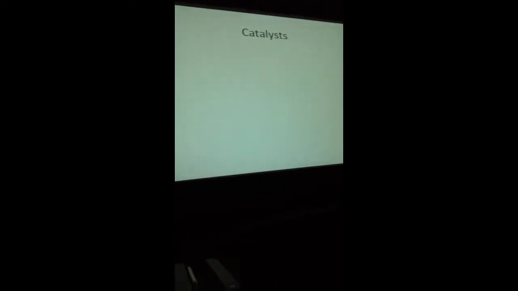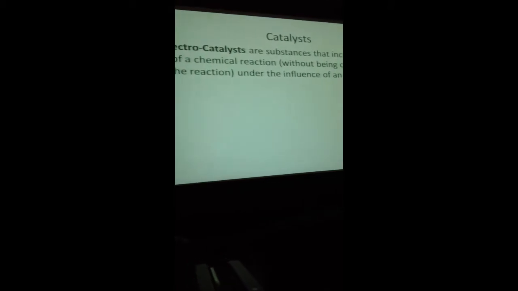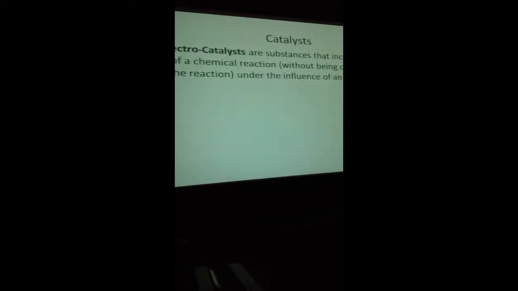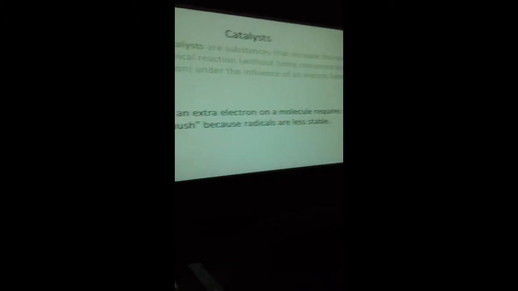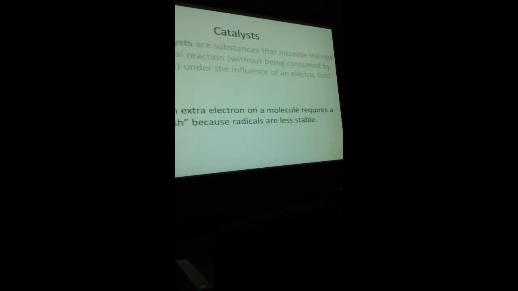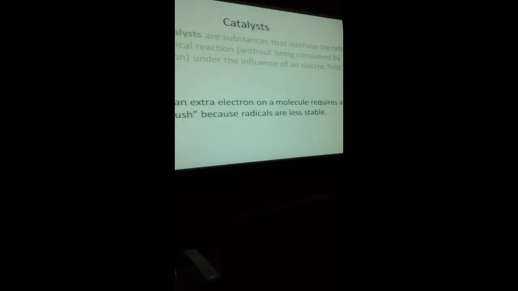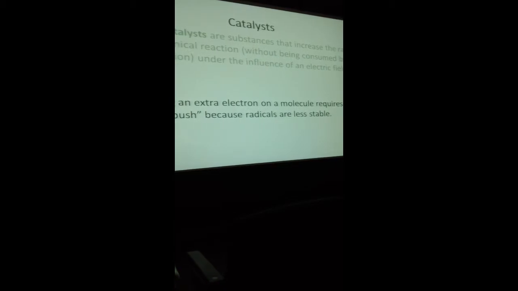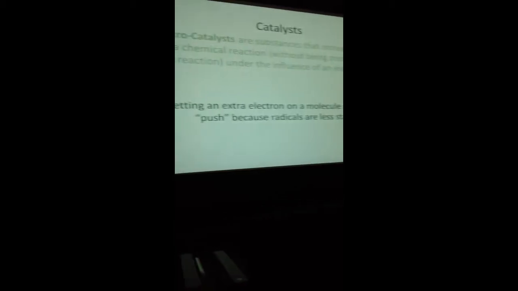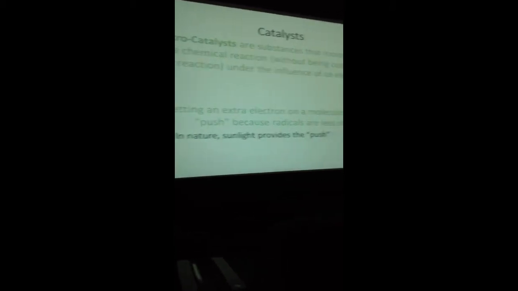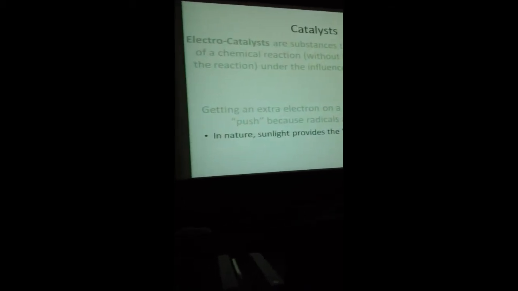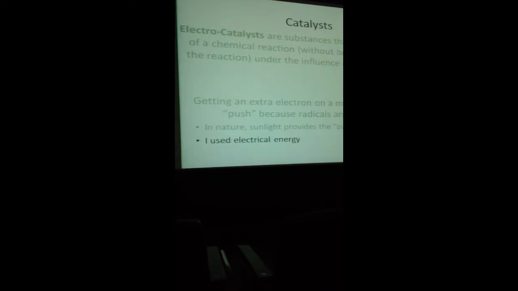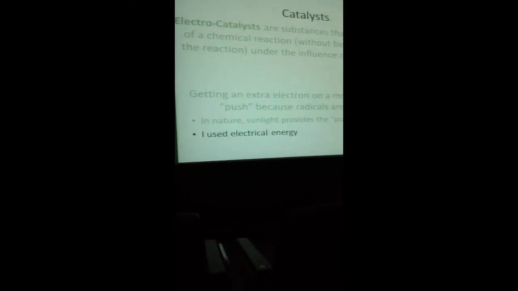So we're going to move on to catalysts. Electrocatalysts are substances that increase the rate of a chemical reaction without being consumed by it. Getting an extra electron on a molecule or making it into a radical requires a push, because like I said, radicals aren't stable, so they're not just going to form all on their own. In nature, sunlight provides this push. You get energy from the sun, and that allows these radicals to form. But I was using electrical energy in the lab.